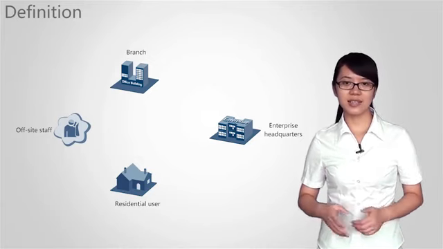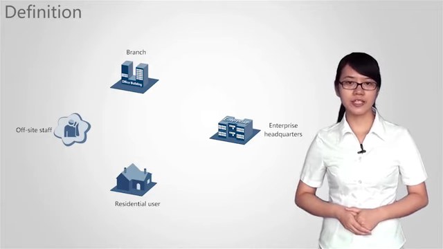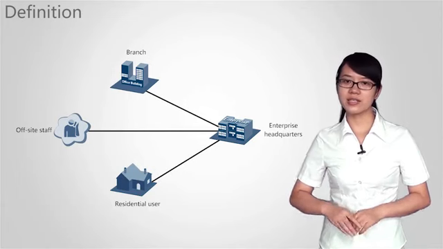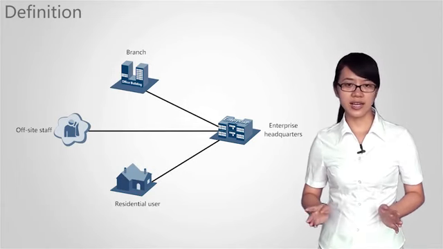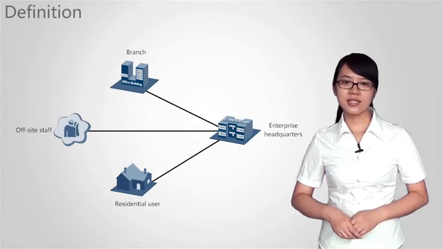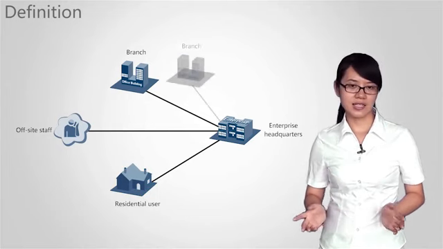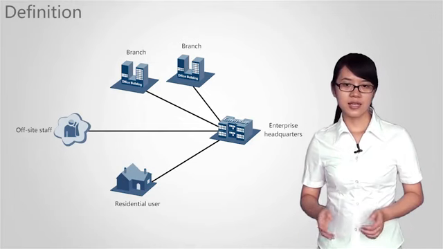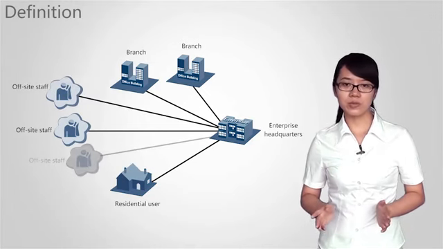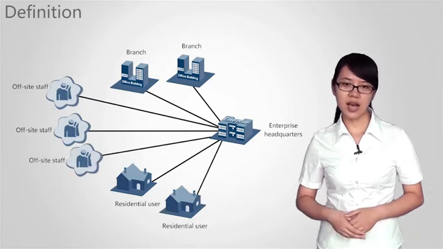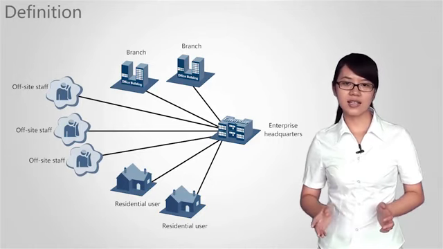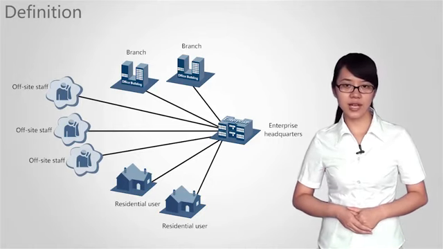In earlier years, leased lines were deployed. Each remote branch user uses a leased line to connect to the headquarters. Leased lines ensure high security and bandwidth. However, as an enterprise develops, the enterprise has to lease more and more lines. This results in high costs. Leased lines cannot provide services for off-site staff.